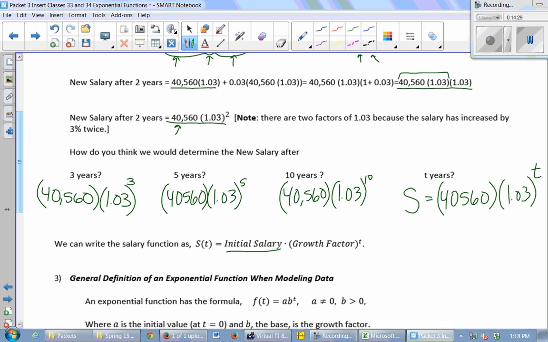The word factor, what operation does factor have to do with? Operation. So factor, it could be addition, subtraction, multiplication, or division. Factor indicates which of those 4 operations. Multiplication. The numbers in a multiplication problem are called factors, right? So when I say a growth factor, I'm saying the number you multiply by to make it grow. So I multiply by 1.03 multiple times to make my salary grow. So my growth factor in this case is 1.03.